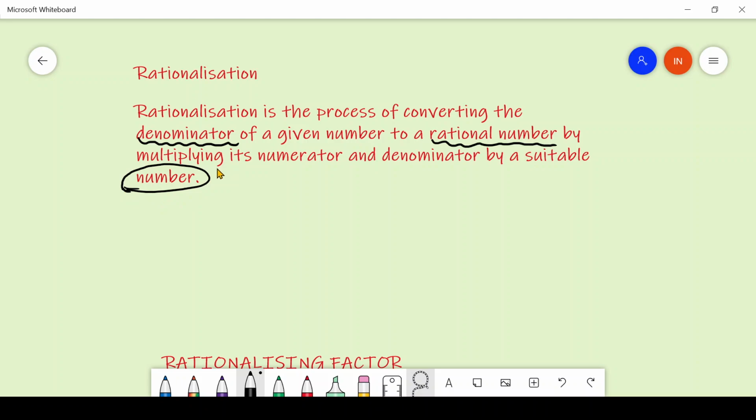Okay, so where can we use this? When we get a question like to simplify 3 by root 5. Here you can see the denominator is not a rational number. For simplifying this, we have to convert the denominator to a rational number first. Here we can use the method of rationalization. So how can we do it? Let's see. So 3 by root 5, we should multiply the numerator and the denominator by a suitable number.